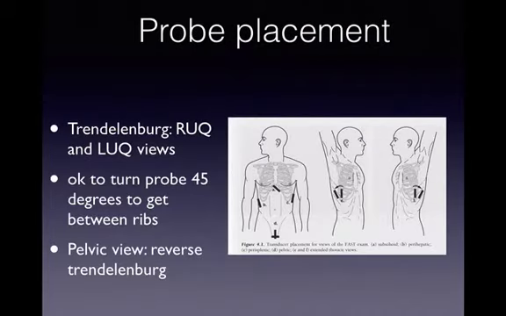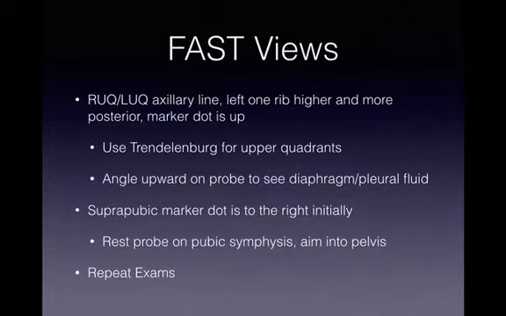Where we put the probe for the FAST view is we can put them in Trendelenburg for the right upper quadrant and left upper quadrant views, and we can see here where we put our marker dots. It's okay to turn the probe 45 degrees to get it in between the ribs and get rid of rib shadow. For the pelvic view, you can use reverse Trendelenburg to move all the fluid down to the pelvic region when you're looking.